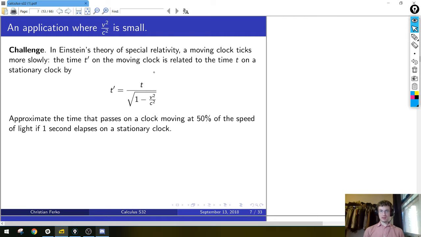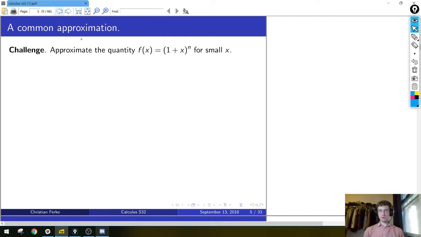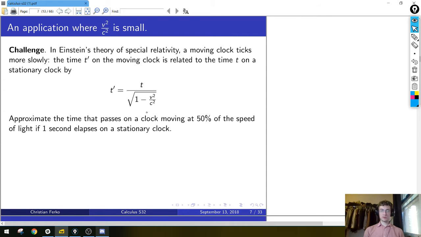I will ask you, how can we use the result from the previous slide, which again I remind you involved 1 plus something small raised to a power, how can we use that to approximate t prime if t is, say, 1 second, by expanding this thing on the right side somehow?